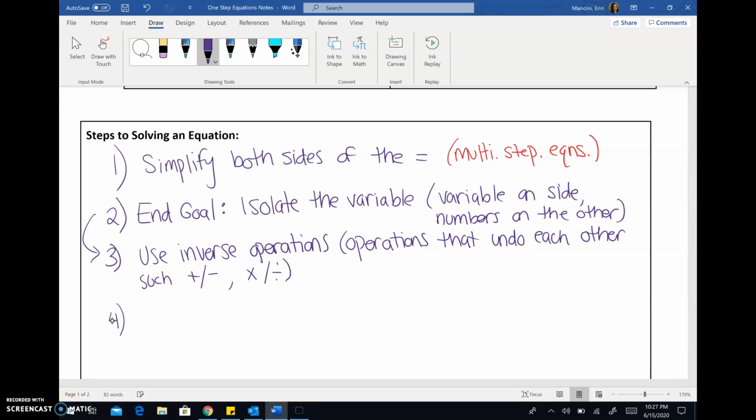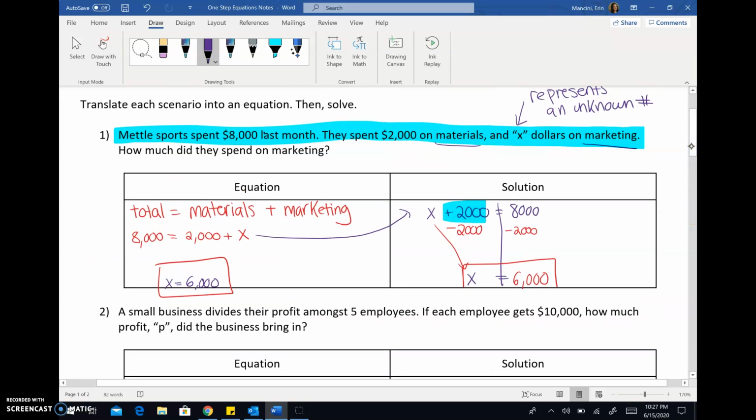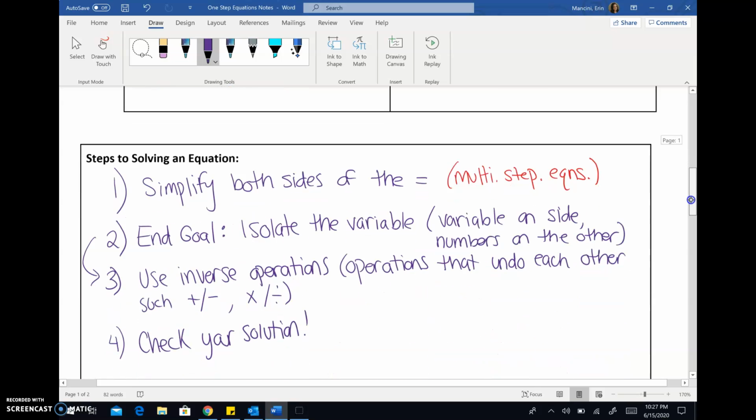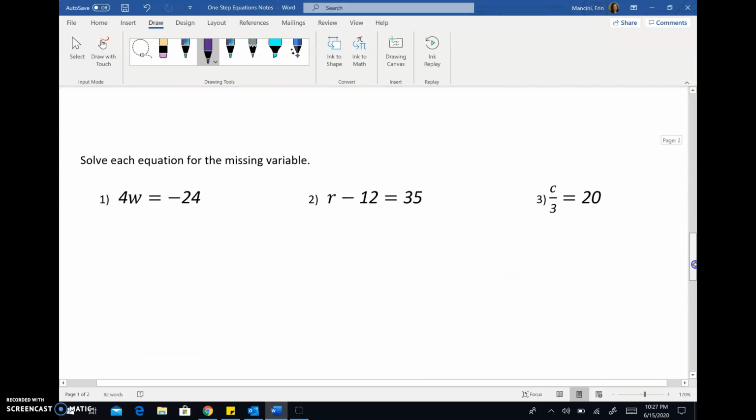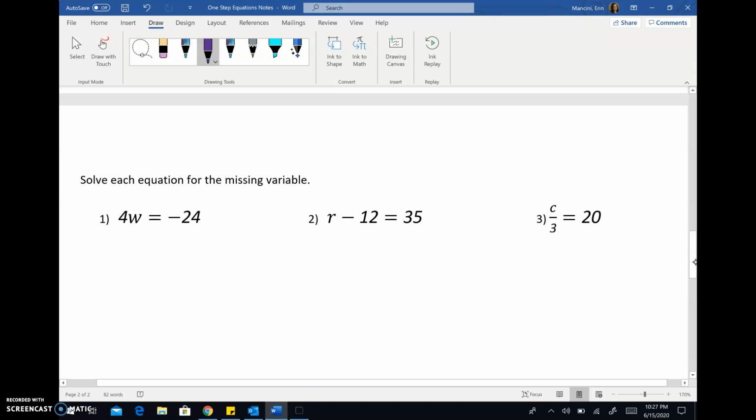Last but not least, I always say you should get 100% on a solving assessment, quiz or test, because you should always check your solution. You can always see if it makes sense. For example, in the above problem, if I got x is 6,000, well, let's just evaluate this and make sure it makes sense. So if x is 6,000, that means 6,000 plus 2,000 is 8,000. If that's true, you got it right. If that's not true, you did something wrong in your solving steps. So that's nice that you can always check your solution. So we're going to employ these steps with a couple problems here, and that'll be the end of the video.